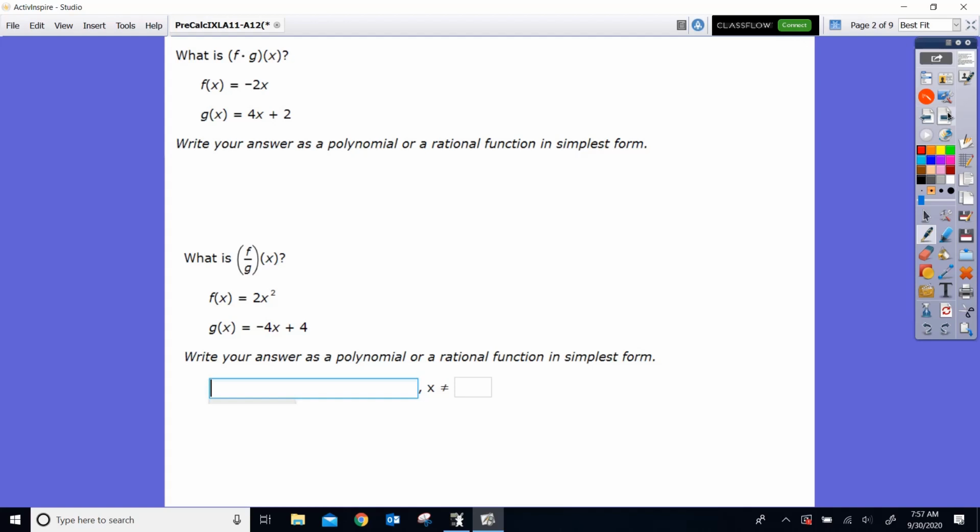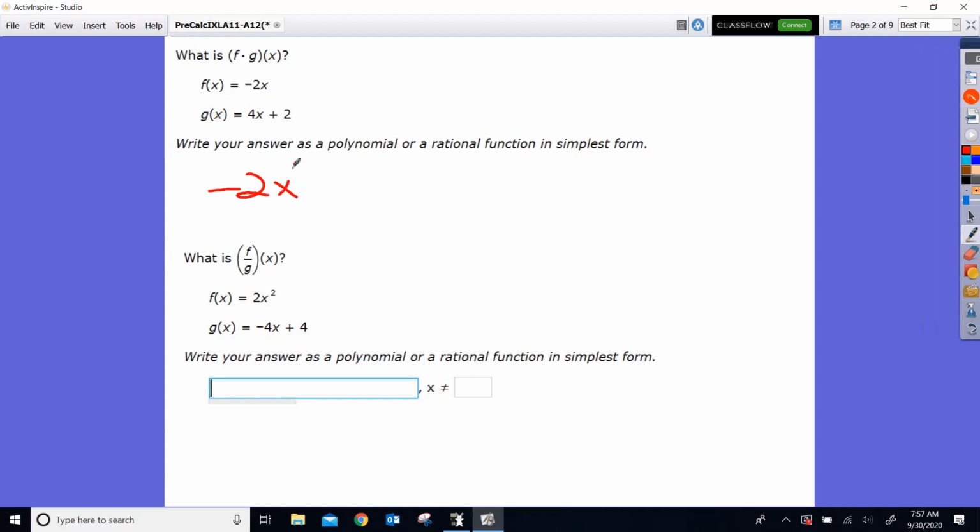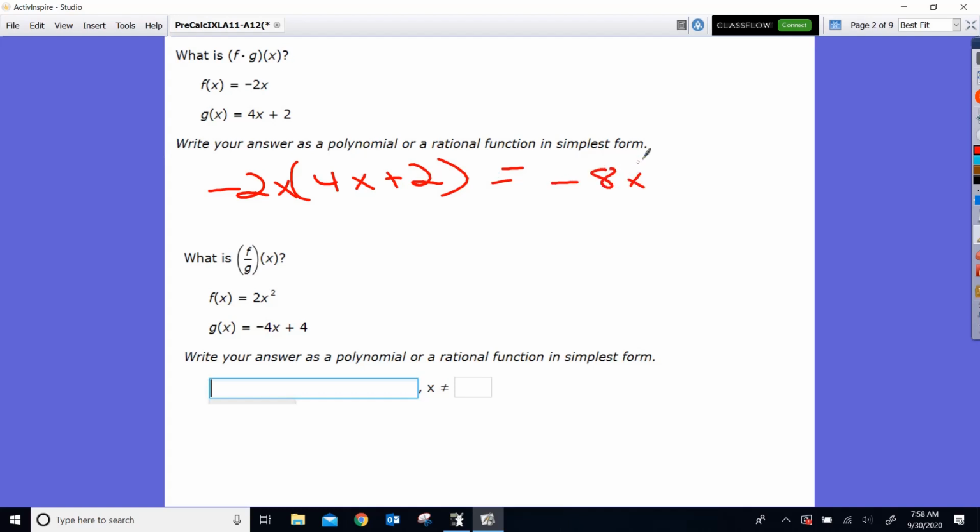Here we got something. f times g of x. What is it saying we do with f of x and g of x? Multiplying, right? Pay attention to order too, by the way. Order doesn't matter. Take a negative 2x and multiply by 4x plus 2. What property are you going to use? The distributive property. So what's our negative 2x times 4x? Negative 8x squared. Keep going. Minus 4x.